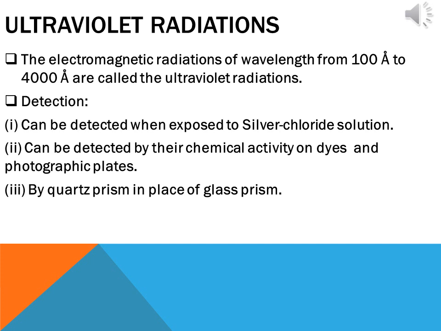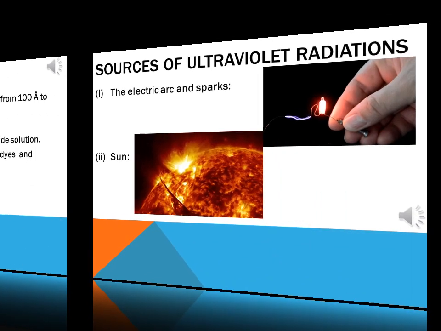The ultraviolet radiations can be detected by their chemical activity on dyes and photographic plates. The spectrum of ultraviolet radiation is obtained when they are passed through a quartz prism in place of a glass prism, because glass absorbs these radiations.